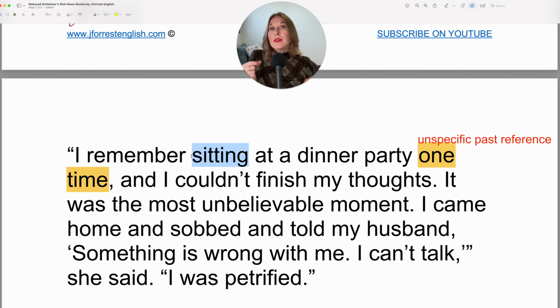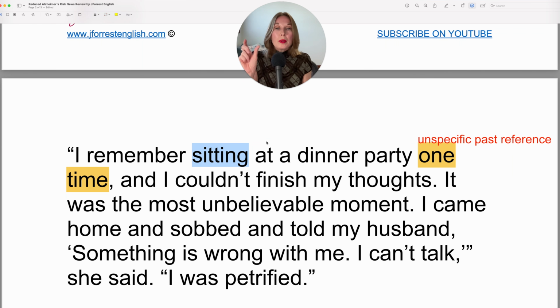I remember sitting. Notice here we have the gerund verb. When you're thinking about something in the past, we use remember plus gerund. I remember being a student. I remember talking to my mom about that problem. I remember creating that lesson for my students.